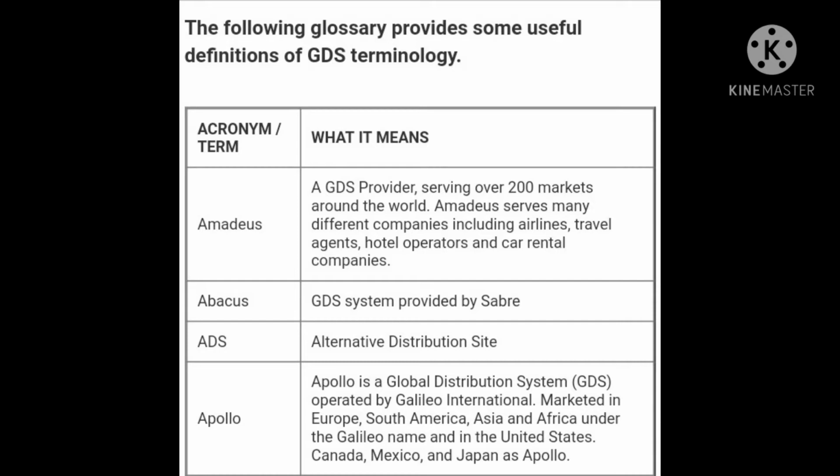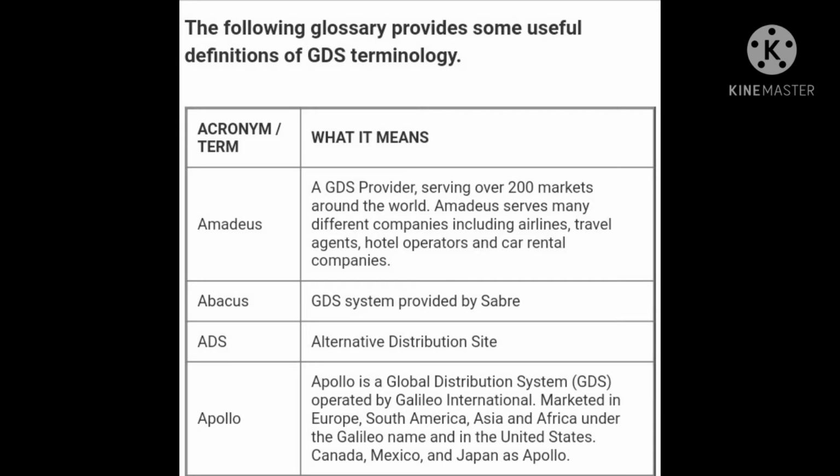The first one is Amadeus, a GDS provider serving over 200 markets around the world. Amadeus serves many different companies including airlines, travel agents, hotel operators, and car rental companies. Now we will go to Abacus. Abacus is the GDS system provided by Sabre. Next is the ADS or Alternative Distribution Site.